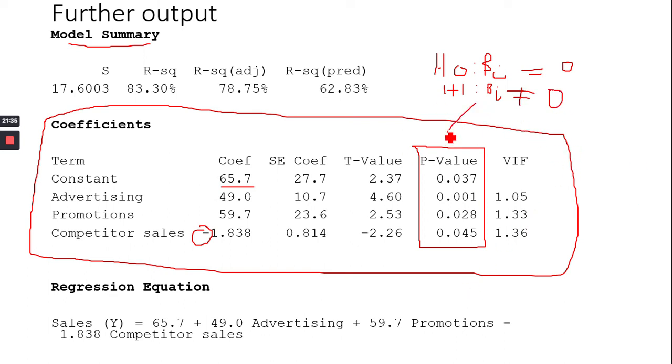So what I want you to take note of is that when we fail to reject H naught, we are saying the coefficient is not significantly different from 0. If we say the coefficient is not different from 0, we are actually saying it is equal to 0. So it will multiply the x1. For example, if beta 1 is equal to 0 in this model, it means 0 times advertising expenditure, so advertising expenditure will become 0. We will only remain with sales y equal to 65.7 plus 59.7 promotion minus 1.838 competitor sales.